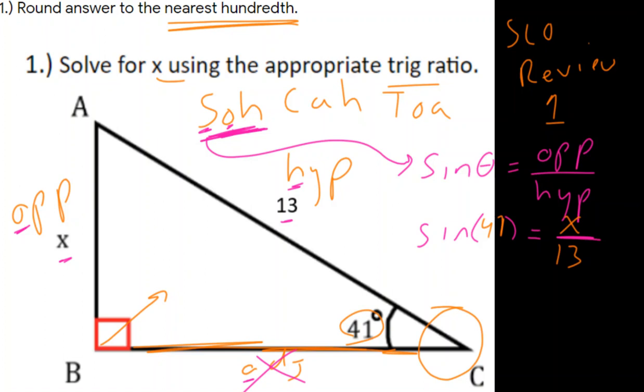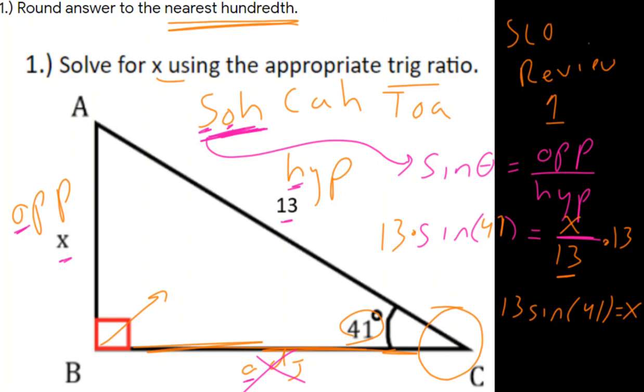Now from here, guys, what's our first step always? Always, we're going to multiply by what's on the bottom. Since 13 is on the bottom, I multiply both sides by 13. And now we have this. We now have 13 sine of 41 equals x. And notice that the x is by itself. Here we get to stop. This is the easy version.